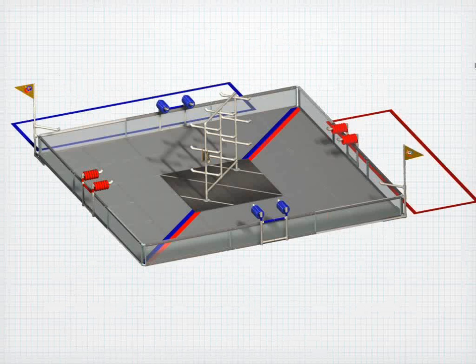Here's a picture of the field. I hope everybody's seen this by now, but I'll just say a few things. You can see it's a square field. There's a red side and a blue side. In the middle of each of the perimeter edges, there are 2 ring dispensers. Each one has 6 rings on it.